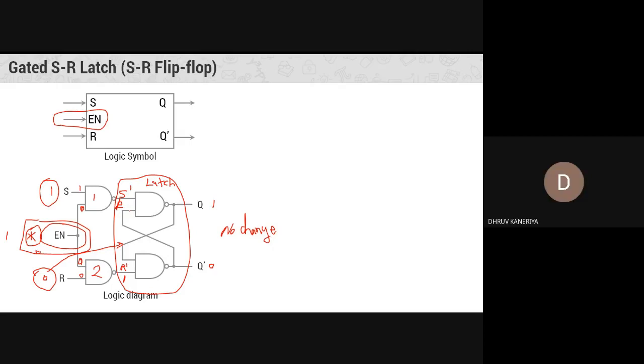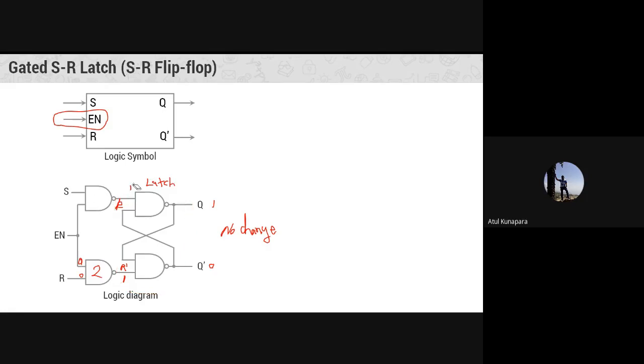Sir, can you explain the no change condition again? Okay. See, what I'm saying here is, when there is the addition of this enable signal, prior to this enable signal being added, what was the case? If the enable signal was not there, you are not having these two NAND gates, right? Let us just talk about the latch first. Let me remove all this. So latch means only the part that is coming afterwards.